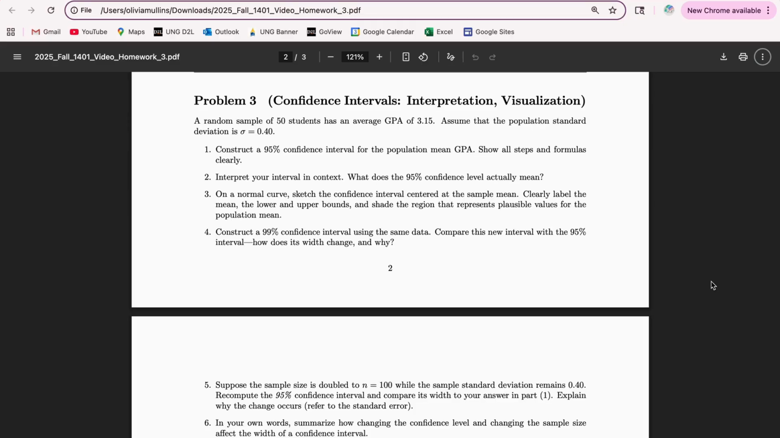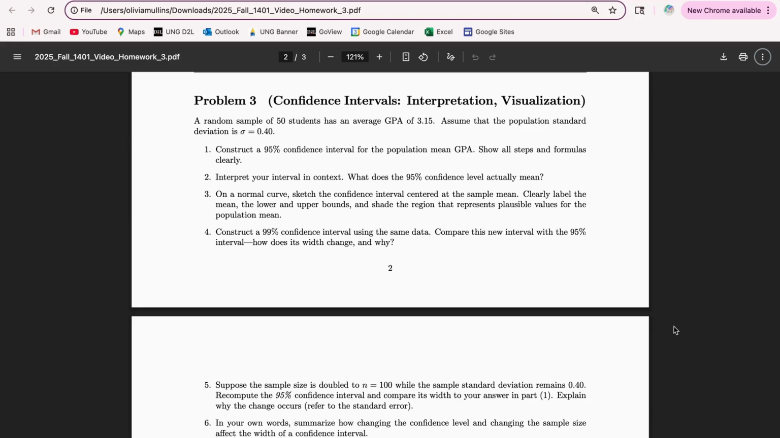It says to increase the sample size to n equals 100. We calculate 0.4 divided by square root of 100, which equals 0.04. Then 1.96 times 0.04, which equals 0.078, which gives us a margin of error of about 0.08. Our new interval is 3.07 and 3.23. This interval is narrower, meaning our estimate is more precise and we have less uncertainty because the sample size is larger.